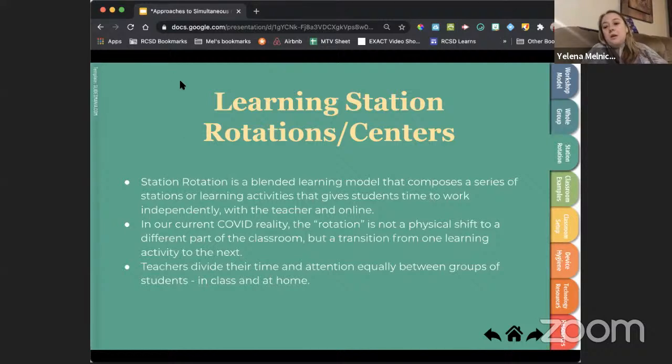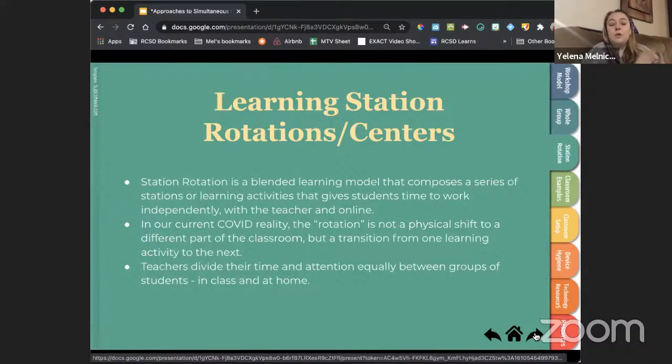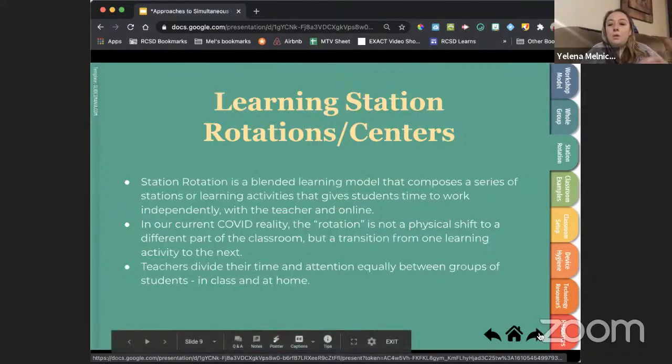The biggest thing that we've seen, again, from reading all of the feedback that we've gotten from teachers all over the country that have been doing simultaneous instruction, is when you are doing learning station centers, you definitely have more of an opportunity as a teacher to divide your time and attention between the students in class and at home. And so you're really giving your time to both groups. So that is a very positive in doing something like this, or at least trying to implement it within your teaching time with the students.